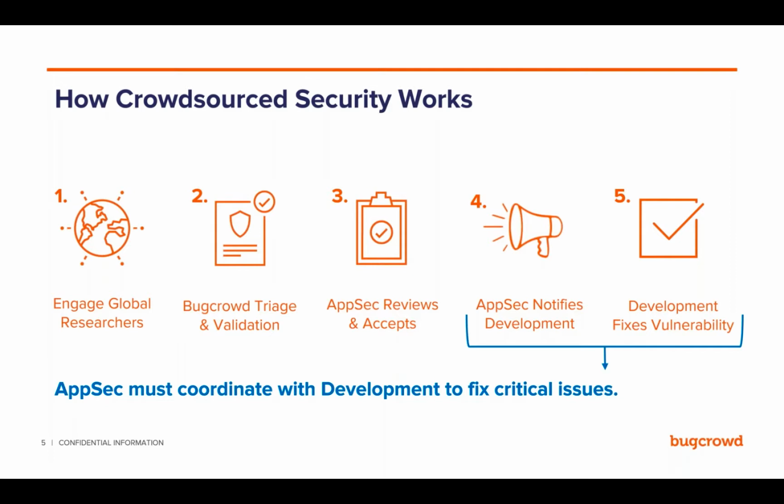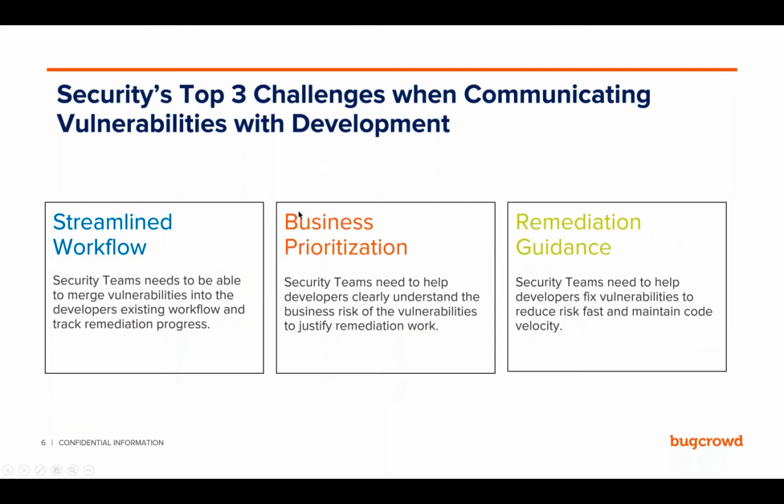The big place where there can be friction in this is between steps 3 and 4, where you've got the application security folks who are security focused, and then you've got development who have other priorities related to code velocity. How you grease the skids between those two organizations is the key topic we're going to be talking about today. We tend to see 3 challenges come up most frequently when you're trying to work between the application security team and development. The first one is obvious. It's basically workflow.